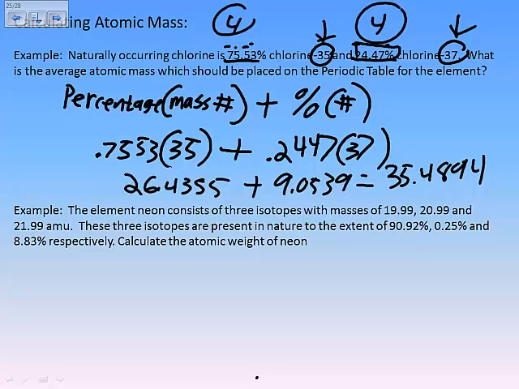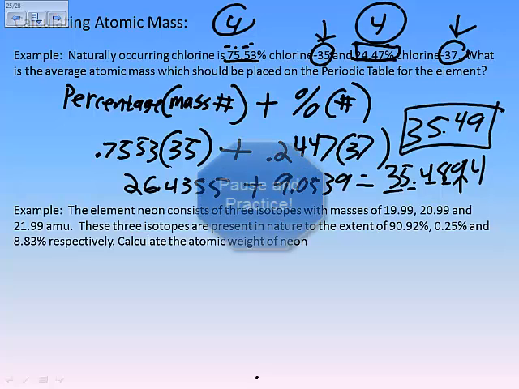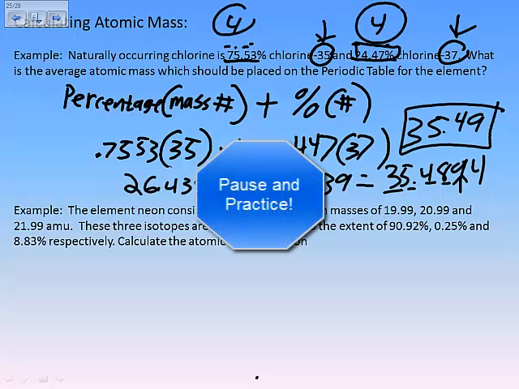So round this to four significant figures. 1, 2, 3, 4. This is a 9, so that turns the 8 up. So our exact answer would be 35.49. That would be your mass. Okay, go ahead and pause it. Work on the next one.